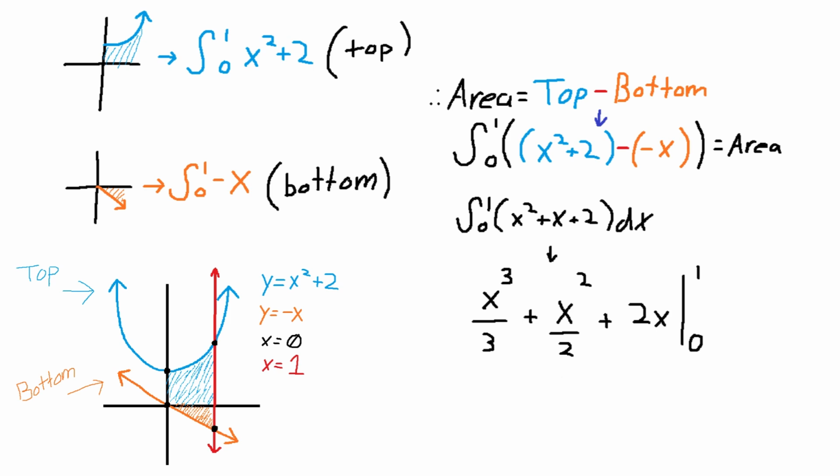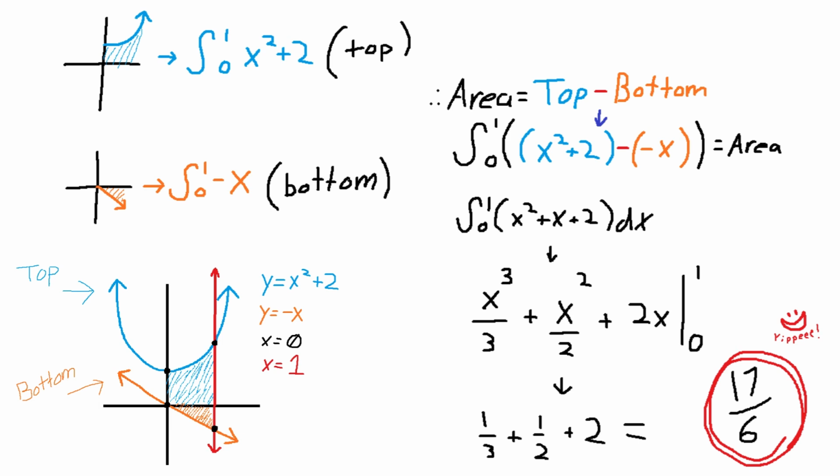So evaluating, we end up getting, plugging in 1, 1/3 plus 1/2 plus 2. And then we can ignore the 0. We don't have to worry about the 0, because it's just going to be minus 0. So don't even do it. So adding that up, don't you dare touch that calculator. We end up getting 17 over 6.